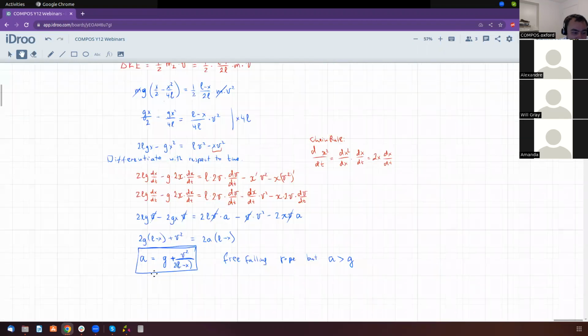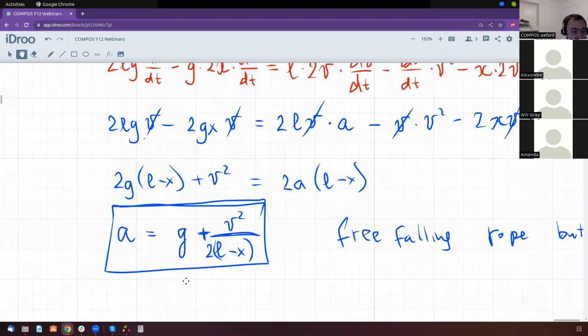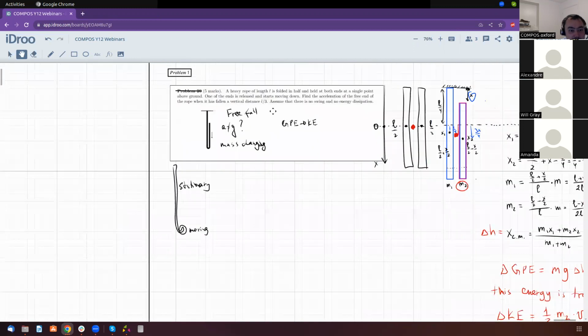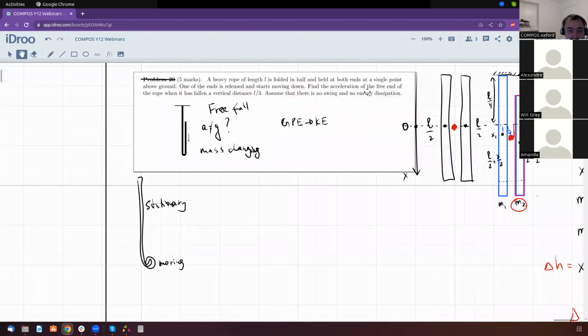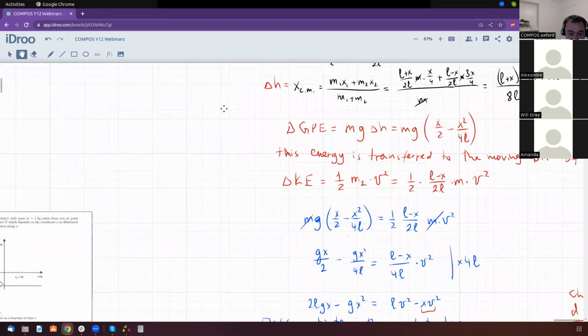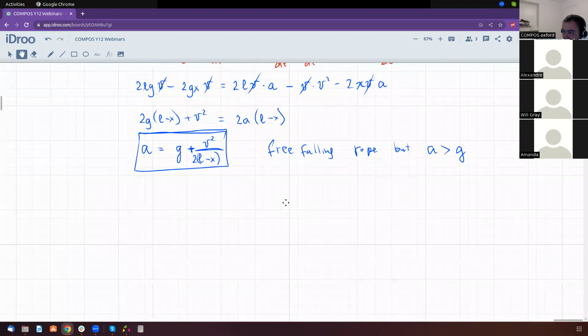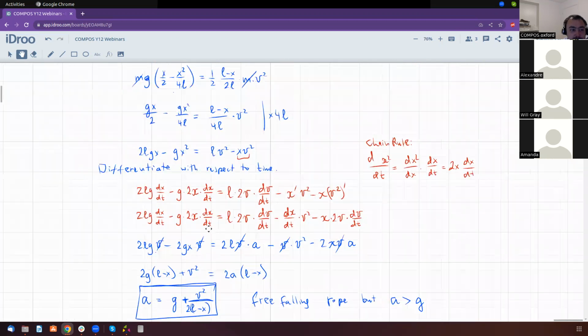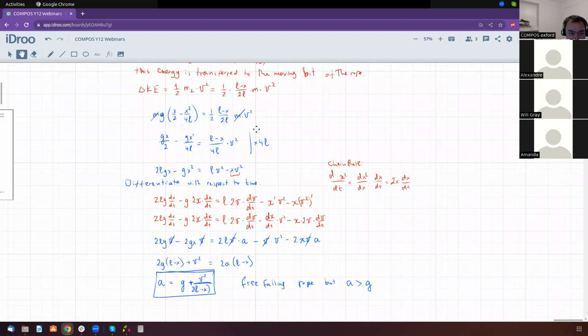This is not the answer, because you need a very specific answer. It says you find the acceleration of the end of the rope when it has fallen a vertical distance L over 3. So that's x. X is L over 3, but also you'll need to find the velocity. So you'll need to use one of these equations to find the velocity. So for example, this one, find the velocity.